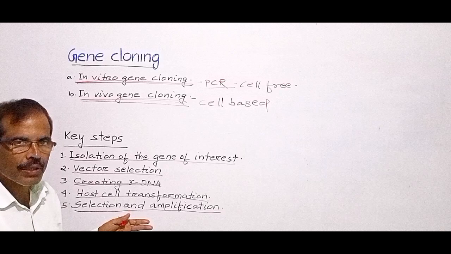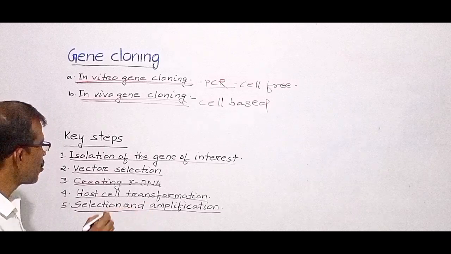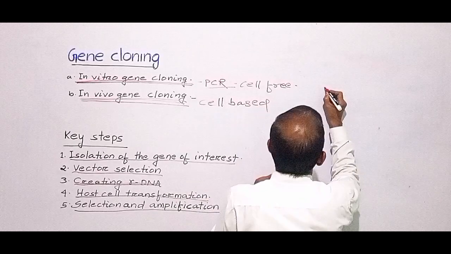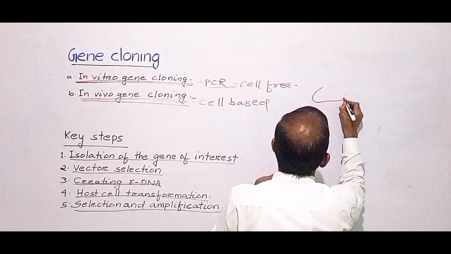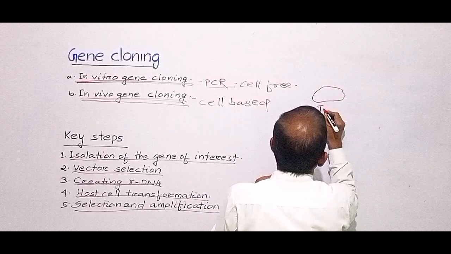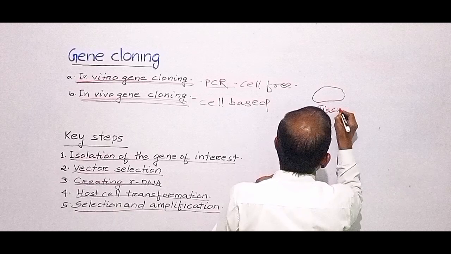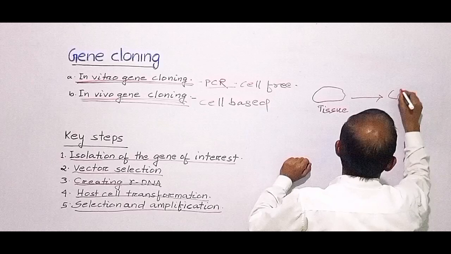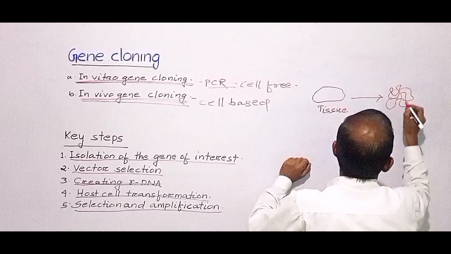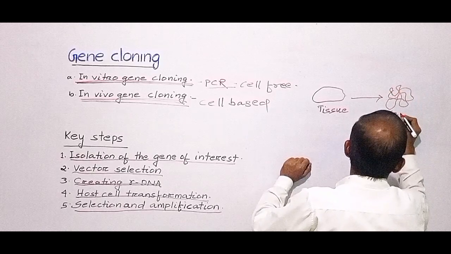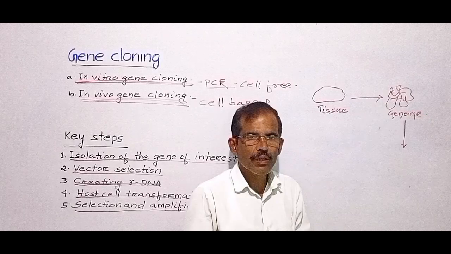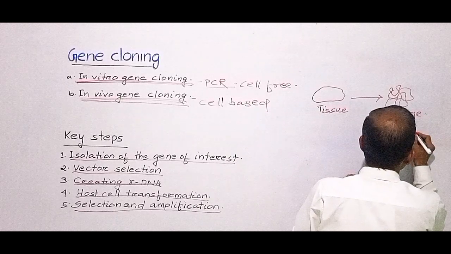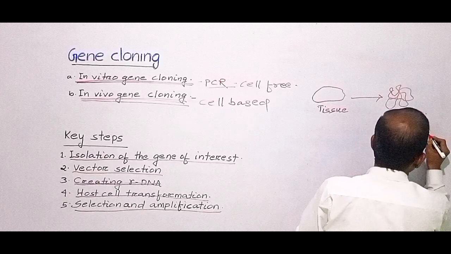For gene cloning, the first step is to isolate the gene of interest. For this, a suitable tissue sample is taken from which the genome is extracted. This is the genome. Following this, the genome is cleaved by using a suitable restriction enzyme.